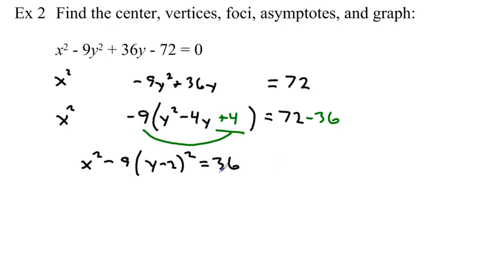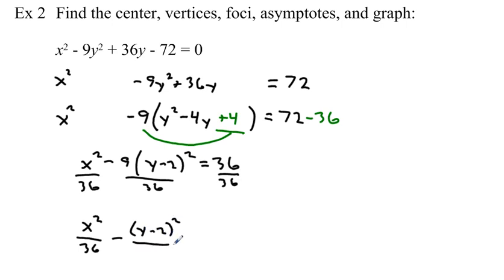And we've almost got it in standard form. To finish it off, we're going to divide every term by 36. That first term, piece of cake, don't mess with anything. Just leave it as is. There's no number to divide. Minus. That second term, 9/36. If I divide those both by 9, I get y minus 2 squared on top and 4 on bottom equals 1. And now we've got our equation in standard form.